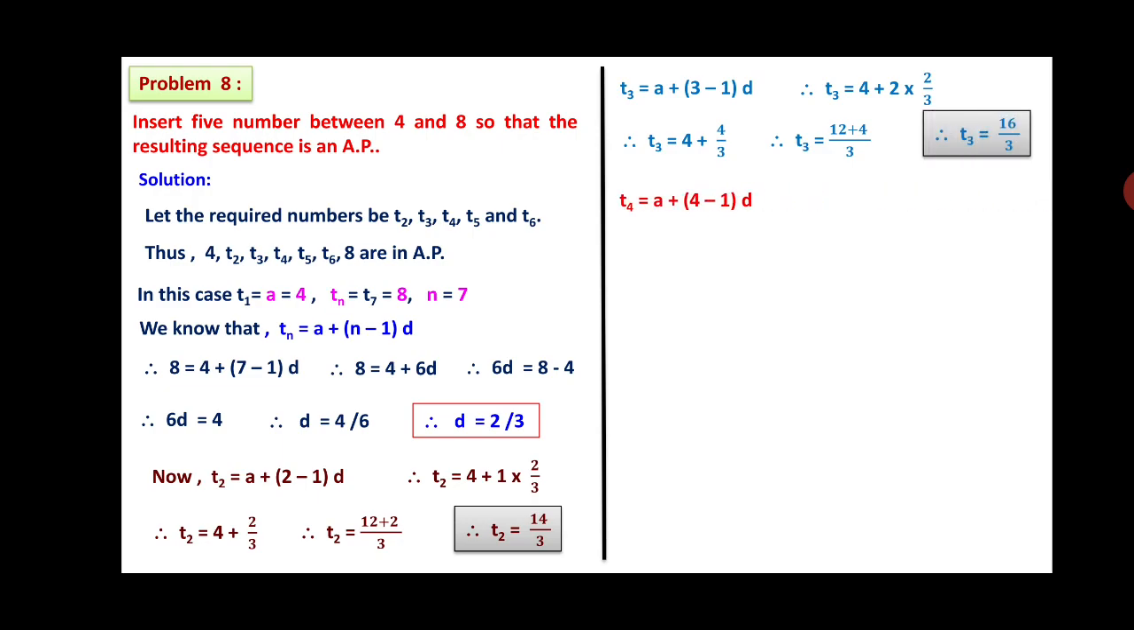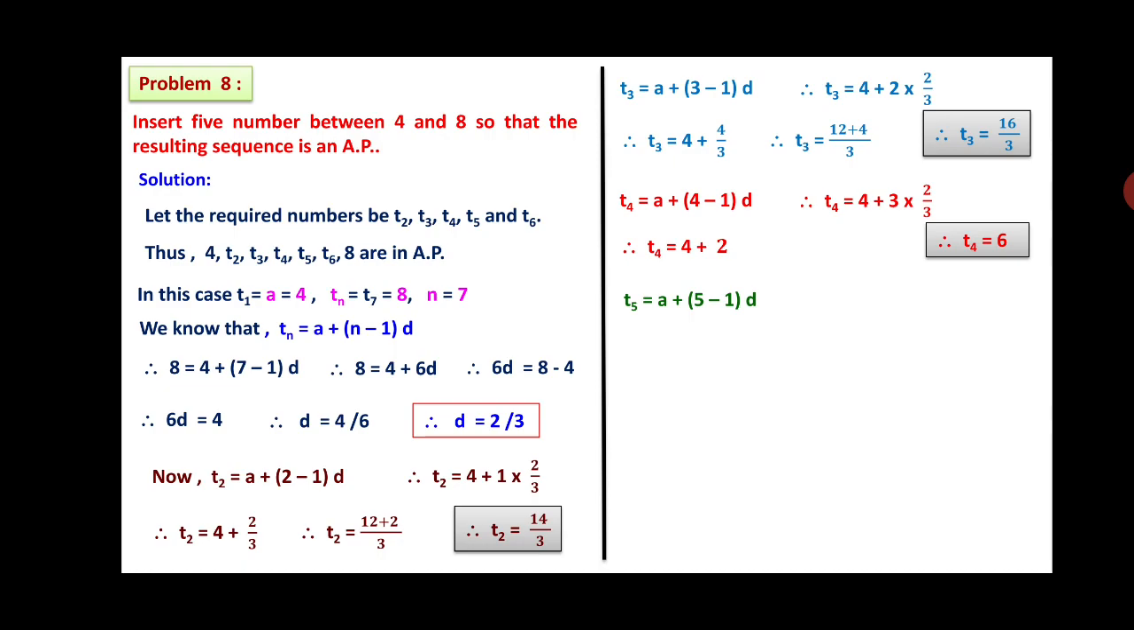Now the fourth term T4 is equal to A plus (4 minus 1) into D. Therefore T4 is equal to 4 plus 3 into 2 by 3. Therefore you can write T4 is equal to 4 plus 3 2s are 6 upon 3, the 3s cancel and you get simply 2. Or you may write 3 3s are 9, 3 2s are 6, 6 upon 3 is again 2. Therefore T4 is equal to 4 plus 2 is 6. This T4 you can also write as 18 upon 3, it is okay.